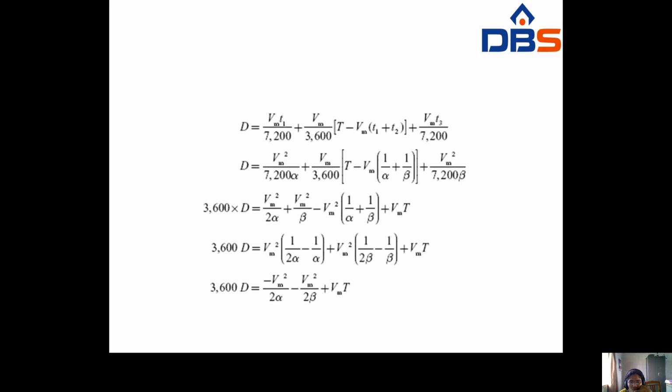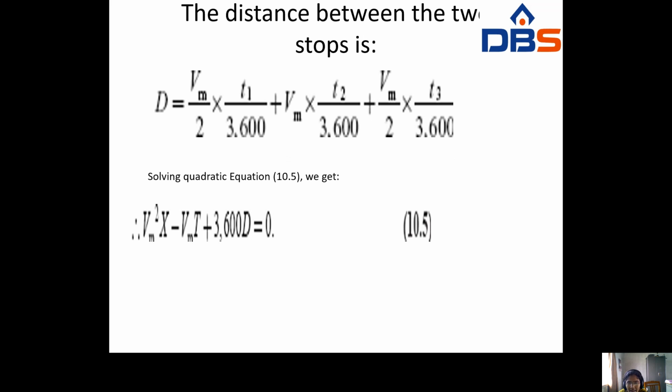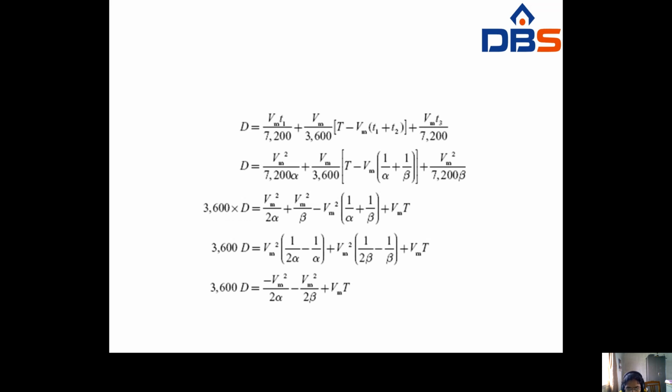Here there is no Vm, this is a mistake. It is T minus (T1 plus T3), plus Vm T3 by 7200. Here Vm T3, since 3600 twos are 7200. Here there is no Vm, so this is a mistake.